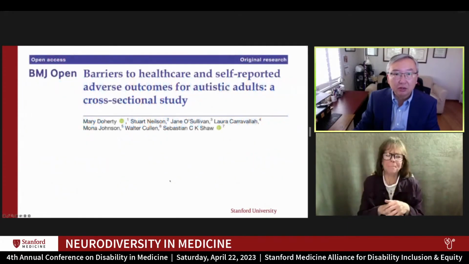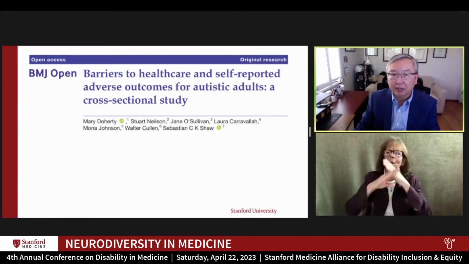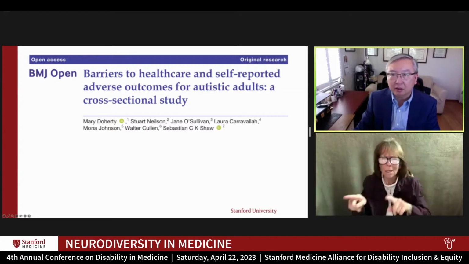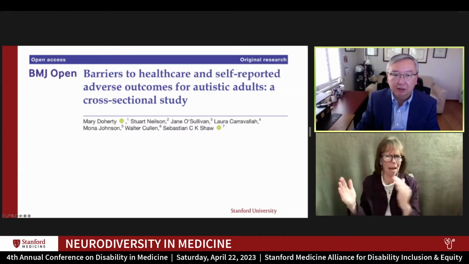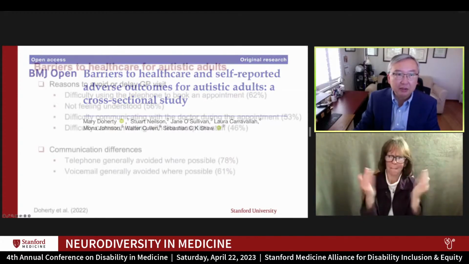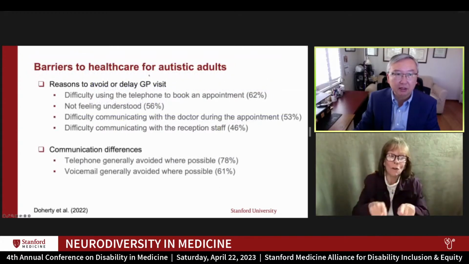And why is it also important? It's not only that there are a lot of neurodiverse individuals. They also have a lot of barriers to healthcare, and we as medical providers should know how to take care of them. This is a paper that came out in 2022. About 500 autistic adults answered questionnaires, and they were compared with about 160 non-autistic individuals.